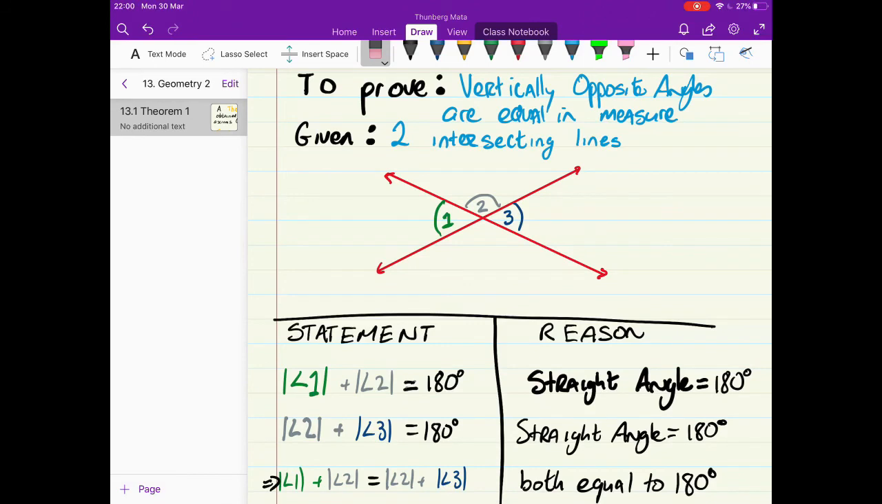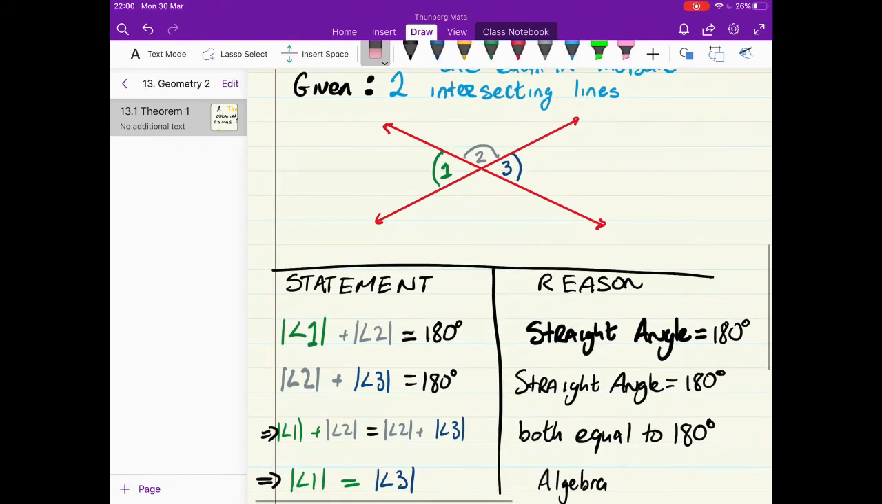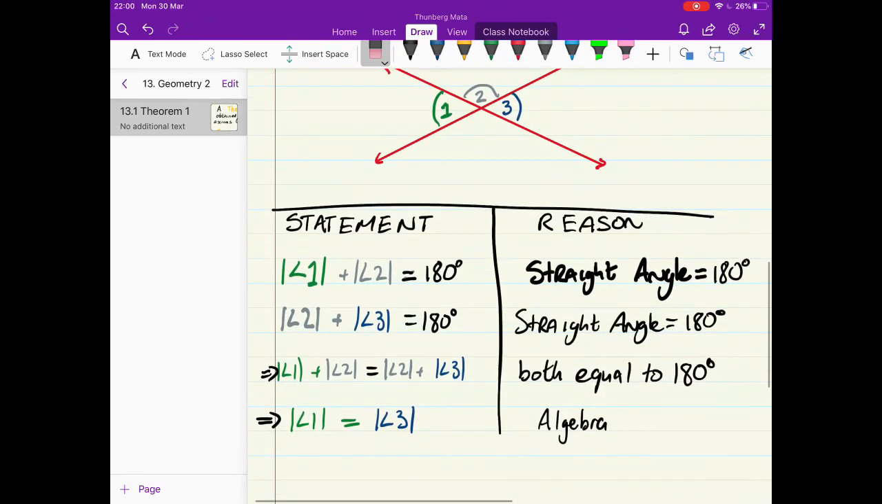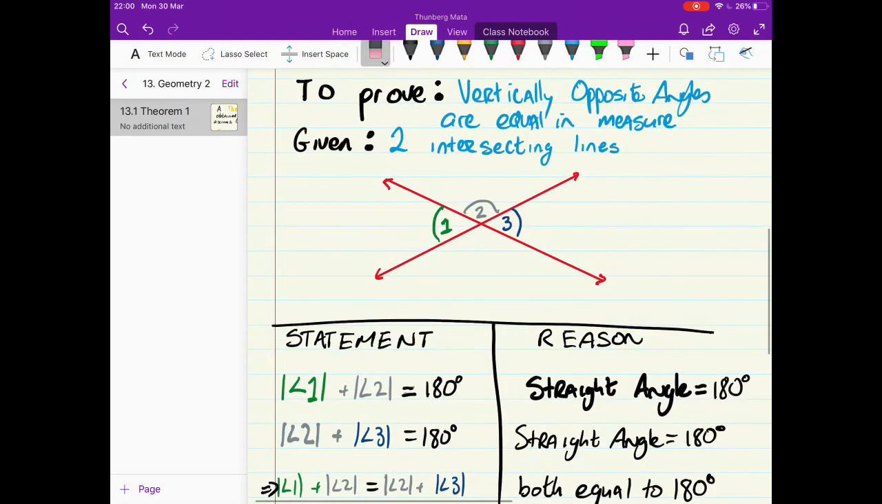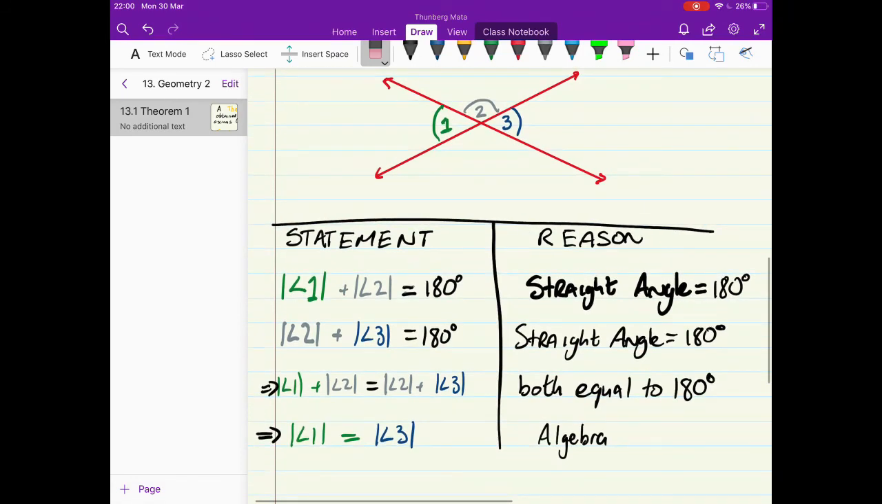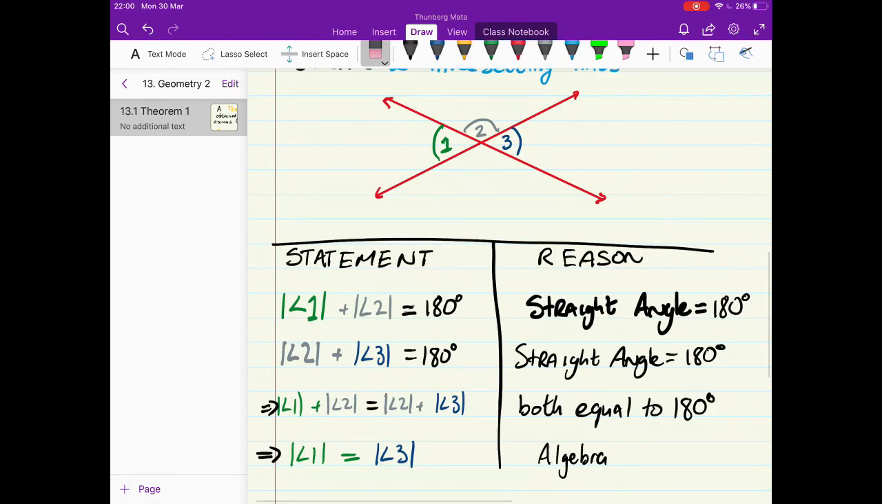Now you might notice that in this proof, we never said the angle was a specific size. We never said angle 1 had to be 40 degrees, for example, or angle 2 had to be 60 degrees. We never said anything like that. We talked abstractly. Because we talked abstractly, we've proven this is true for any vertically opposite angles. It doesn't matter what size. That is our first theorem, and we have now proven that vertically opposite angles are equal in measure.